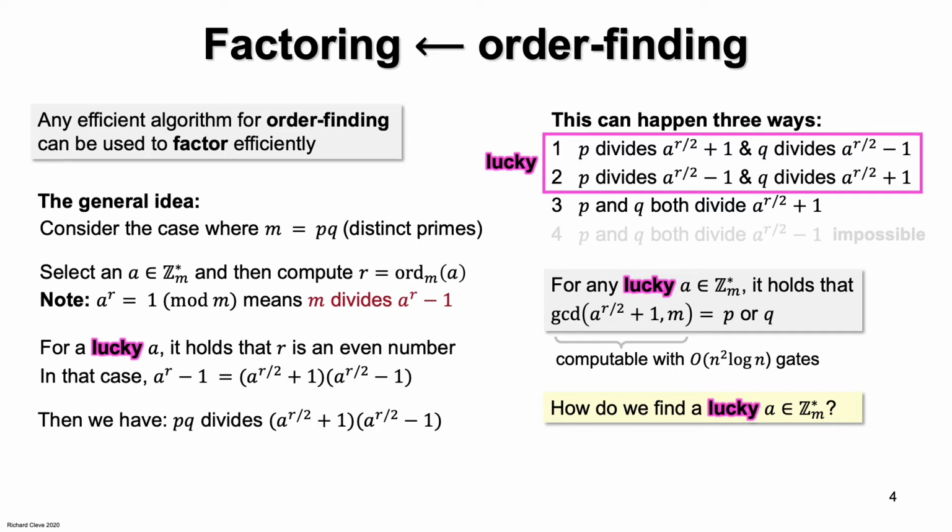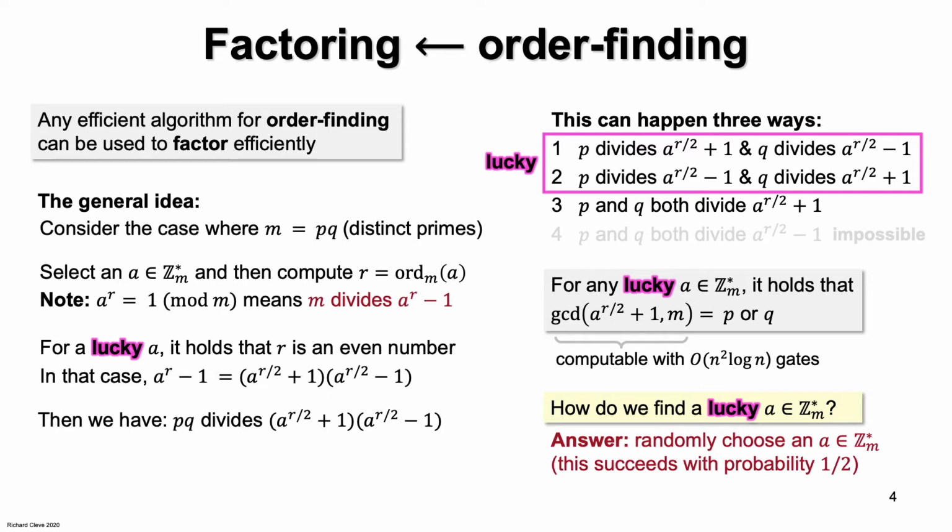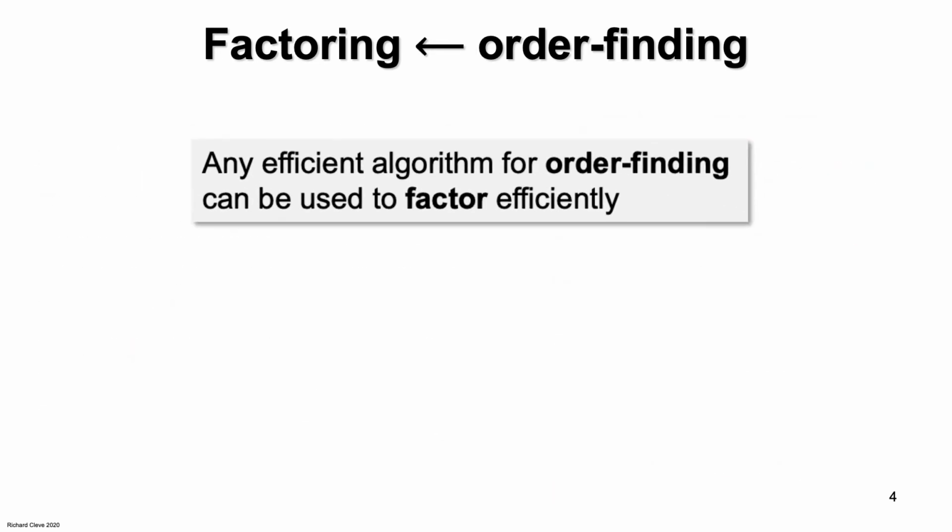So what we can do is pick A randomly from the set Z star m. The resulting procedure successfully factors m with probability at least 1/2. If it does not succeed, we merely have to pick another A randomly. By repeating the process, we can boost the success probability to be very close to 1. So that's how an efficient algorithm for the order finding problem can be used to factor a number efficiently. Okay. Now we can focus our attention on finding an efficient algorithm for order finding.